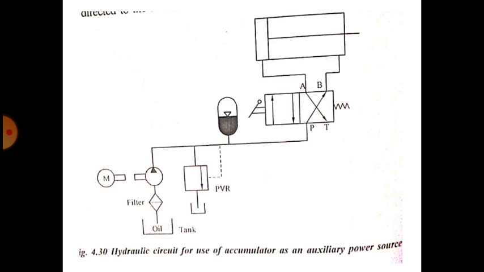So the accumulator is fitted in the line. When there is a power failure, when the pump stops pumping, the oil from the accumulator moves towards the actuator, passing through the direction control valve to complete the work.